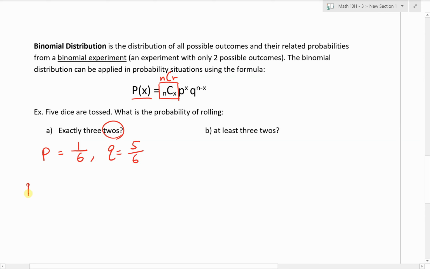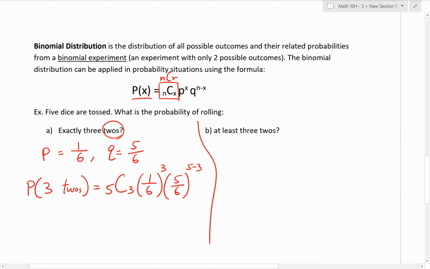So the probability of 3 twos is going to be: n is the number of trials, right? So we tossed 5 times. And x is how many times we want the 2. So we want 3 times, right? We want exactly 3 twos. The probability of getting a 2 is 1 out of 6. And the exponent is 3, because we want it to happen 3 times. The probability of not happening is 5 out of 6. And this exponent is n minus x, so 5 minus 3, right?